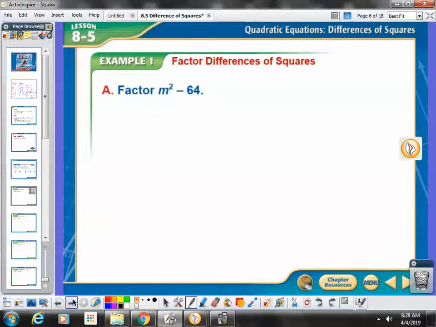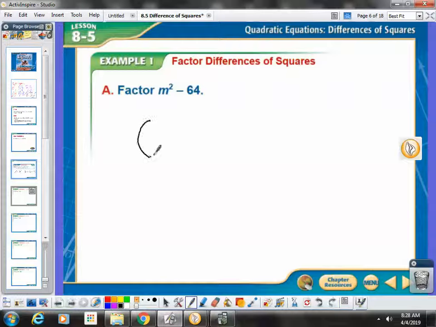In this first example, we have m squared minus 64. Do we have a perfect square minus a perfect square? Okay. Yes. Is m squared a perfect square? Is it a variable to an even power? Is 64 a perfect square? It was on our list, wasn't it? Okay, so we do have a difference of squares here.